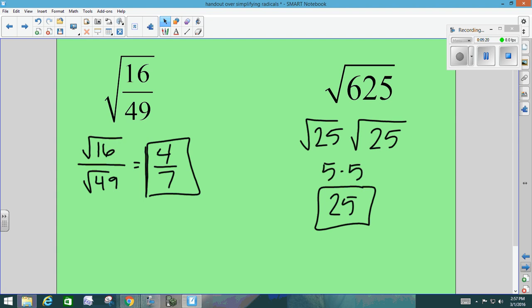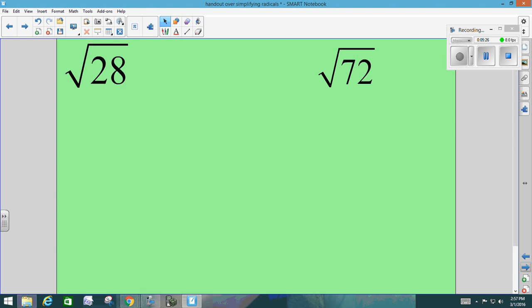Okay. Those are using perfect squares. One's off your list. The next ones are not going to have just a perfect square there. So now what you have to do on number 5, we're going to simplify the square root of 28. We have to find one of those numbers that you listed at the top that can evenly go into 28. 4. How many times? Okay, so we're going to rewrite this as the square root of 4 times the square root of 7.